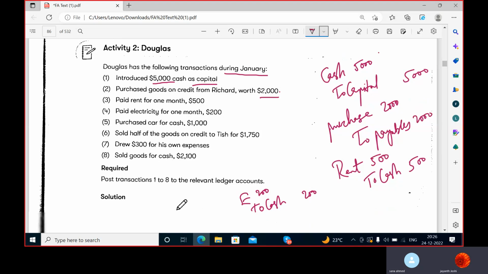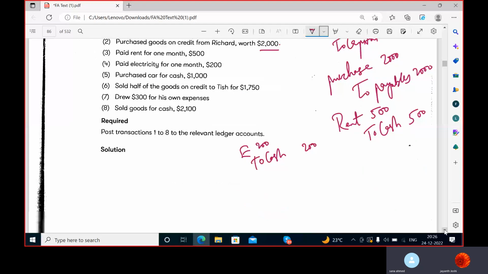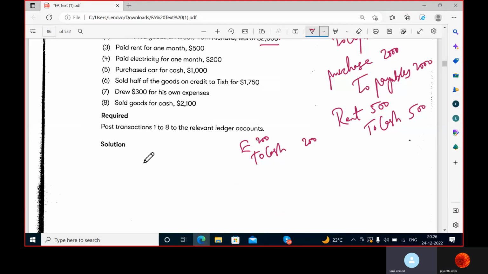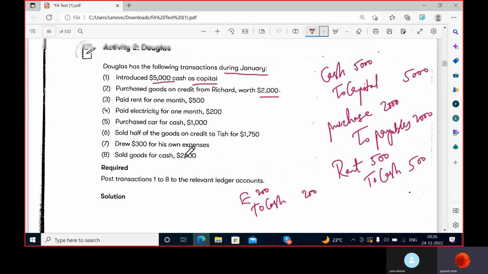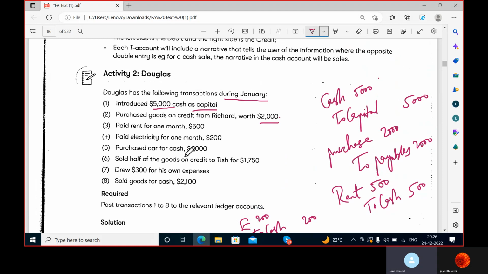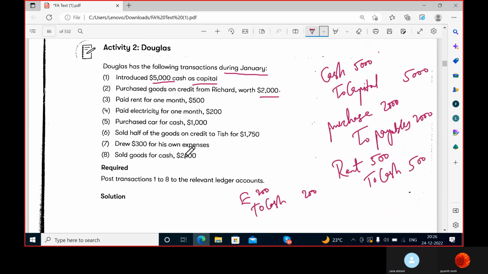Shall I move forward? Purchase car for cash. Can you scroll up a little bit, sir? Yes, 1 second. When done, please inform me, Fatima. Yes, sir.